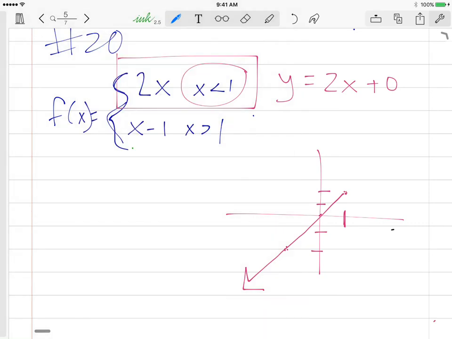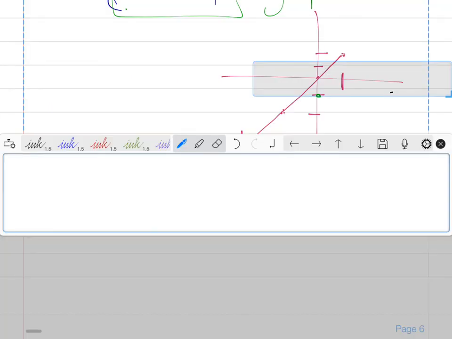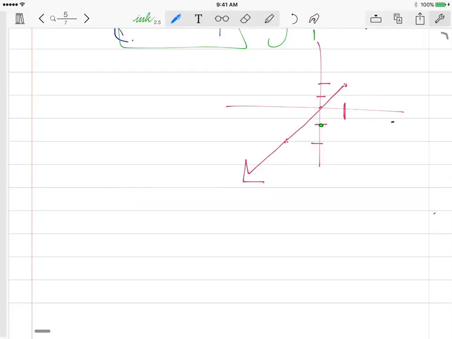For the second graph, right here, that's really y equals x minus 1. So I'm starting at -1. That's my y-intercept. There it is. And I'm moving up 1 over 1, up 1 over 1, up 1 over 1. You can kind of see it there.